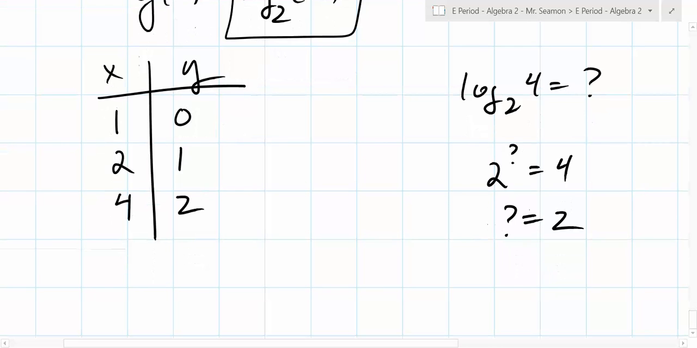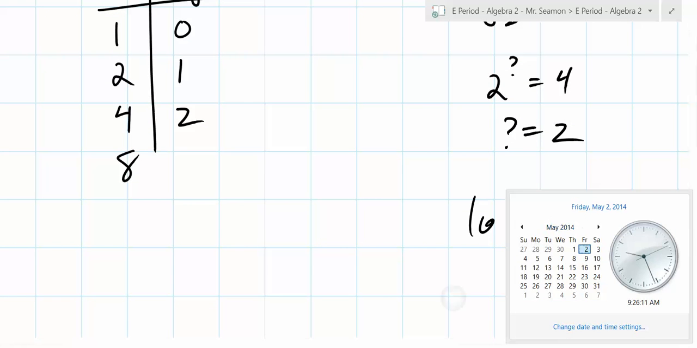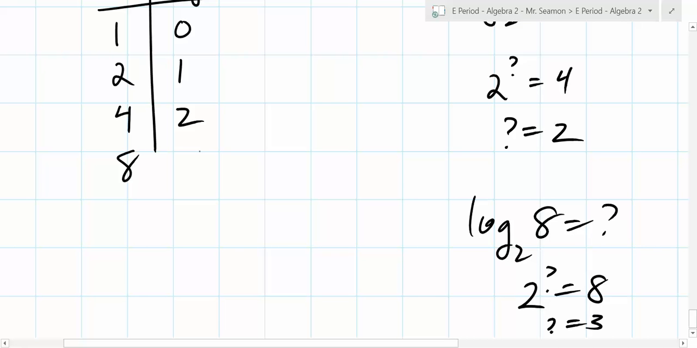What's the next number I should plug in? I'll give you a hint. Not 5, not 6. Plug in 8, because you need powers of 2 to make this nice. Because look, you have log base 2 of 8 equals question mark, so 2 to the question mark is equal to 8. So what does question mark equal? 3. I'm just picking nicer points, right?